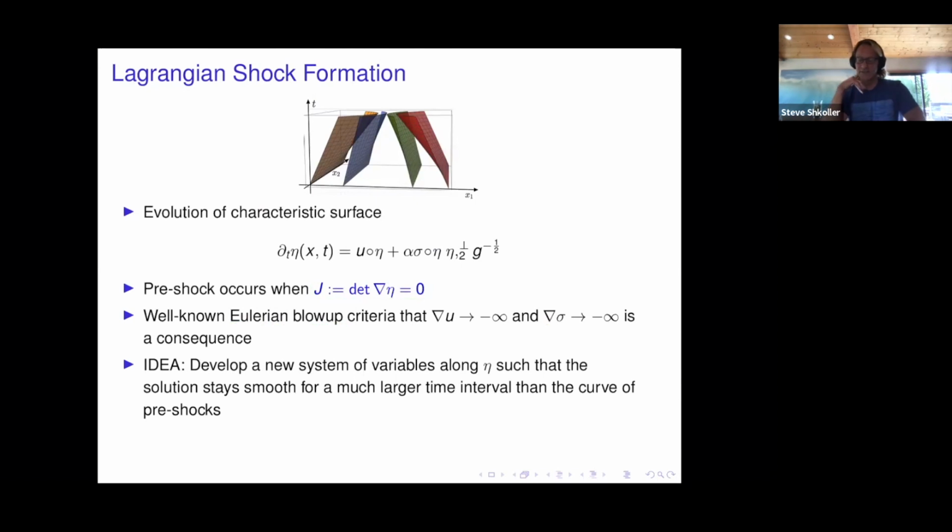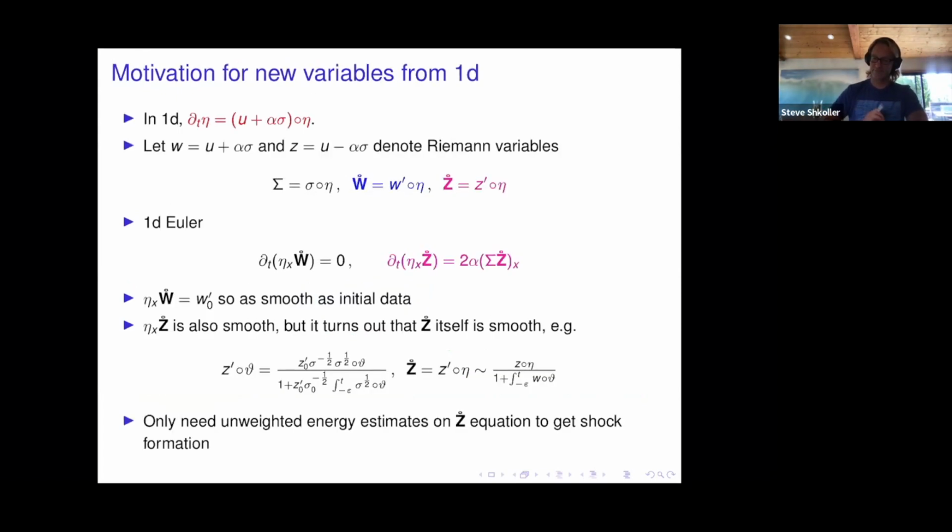So what is the idea here? The idea is to develop a new system of variables for which you're going to write the Euler equations along this so-called three characteristic or the Lagrangian flow, such that the solution stays smooth for a much larger time interval than the curve of preshocks. And in particular, we're going to develop coordinates in which it'll sort of stay smooth indefinitely. Okay, so that's the idea.